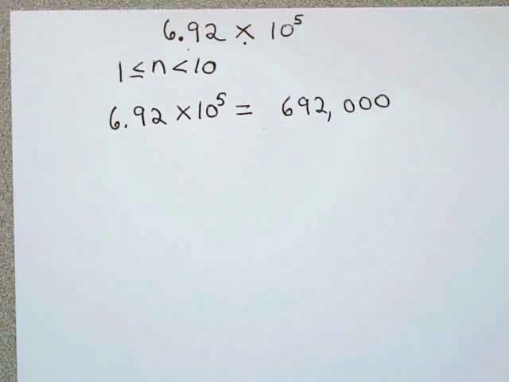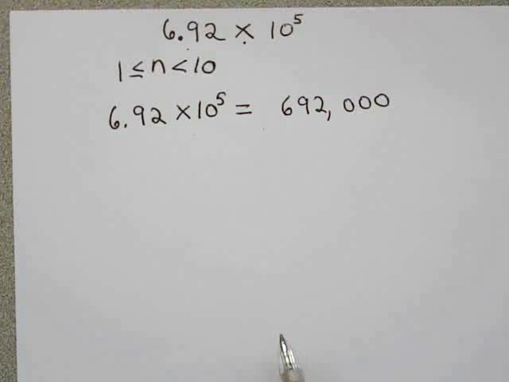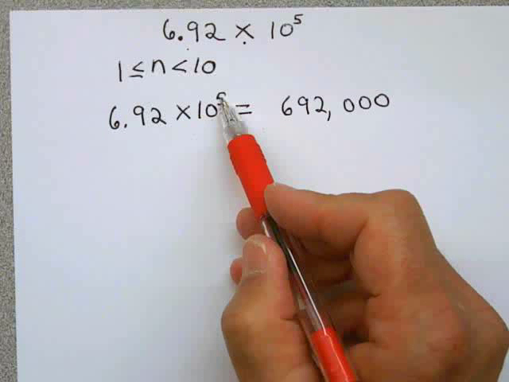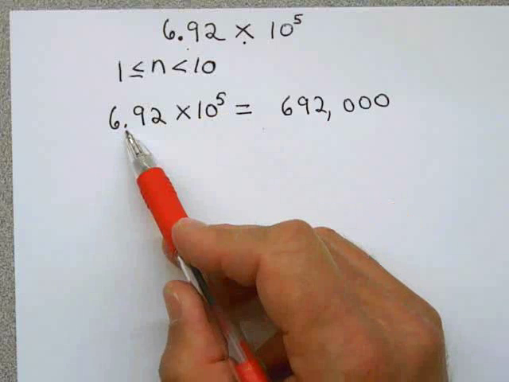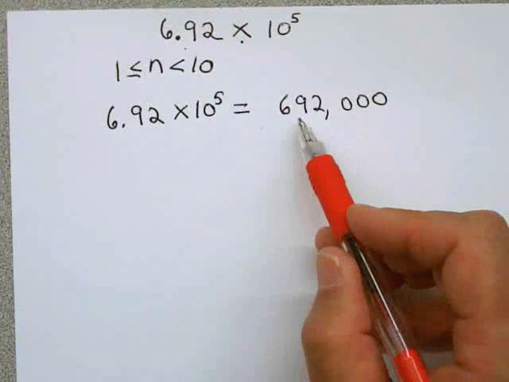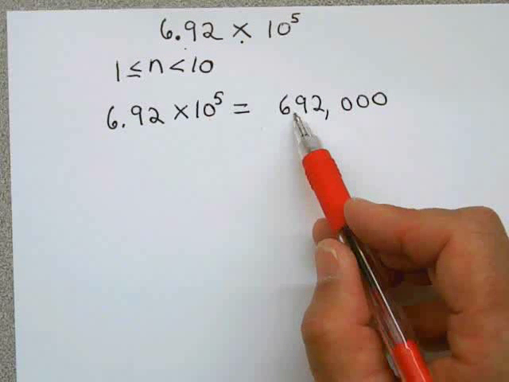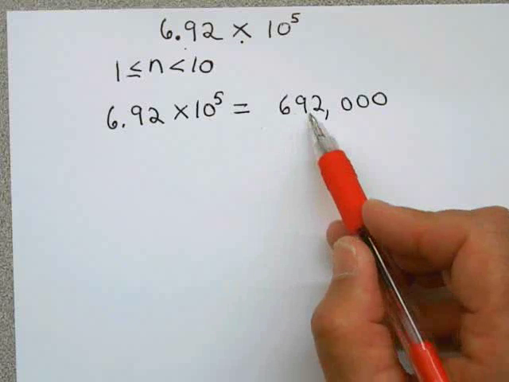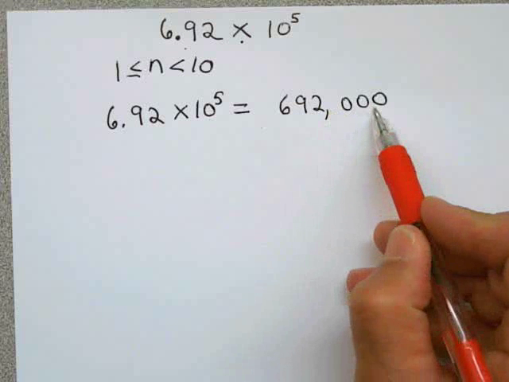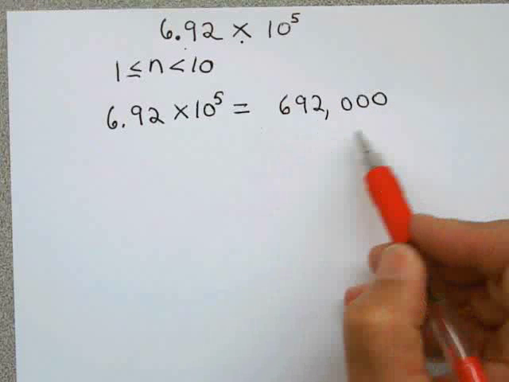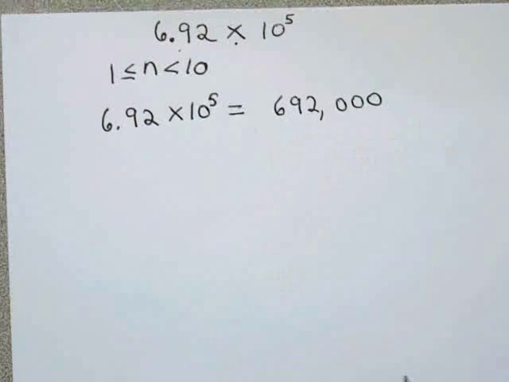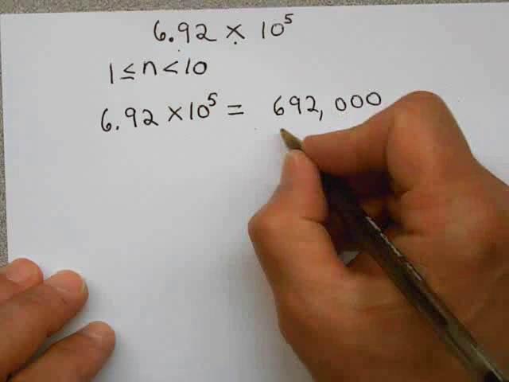Okay, how did I do that? What did I do? Well, what I did was this. Notice that this is 10 to the fifth power, and this is where the decimal point is here. What I did was I moved the decimal point 5 places from where it originally was here. 1, 2, 3, 4, 5 to the right. And that's how I converted 6.92 multiplied by 10 to the fifth from scientific notation into what we call standard form.